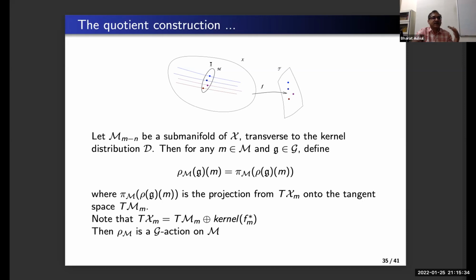Just like you have a subspace which is stable, and if I give you a complement to the subspace, I can produce an action on the subspace. So just like the quotient construction for vector spaces, we have this quotient construction for Lie algebra actions on manifolds. Okay, so this is what we do.